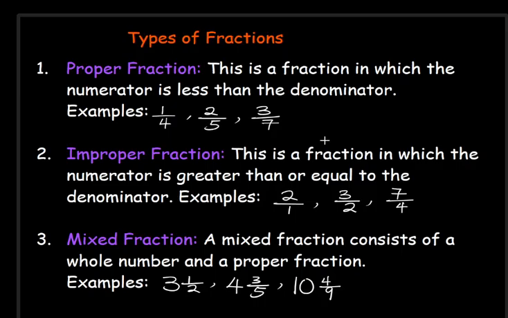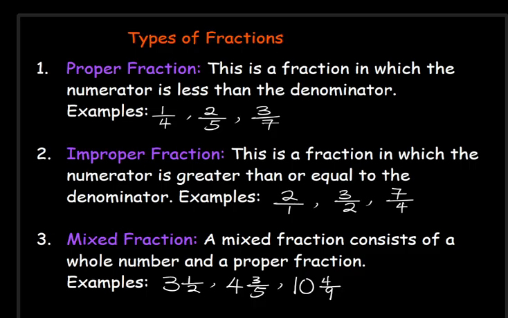So we look at the types of fractions we have. Number one, proper fraction. This is a fraction in which the numerator is less than the denominator. The numerator, being the up part, is smaller than the denominator, being the down part. Examples here: 1 over 4, 1 is smaller than 4. 2 over 5, 2 is less than 5. 3 over 7, 3 is less than 7.